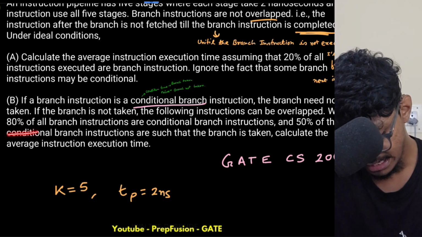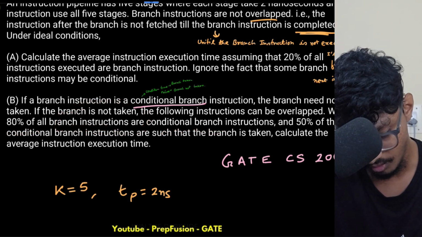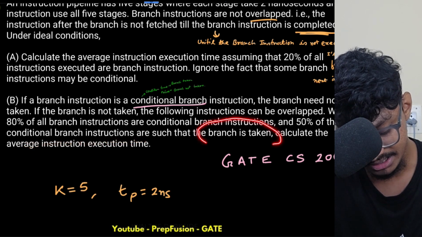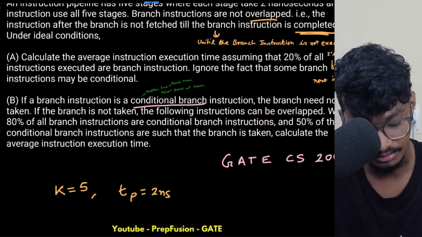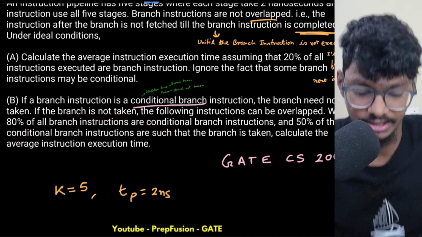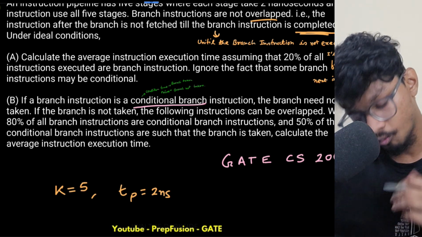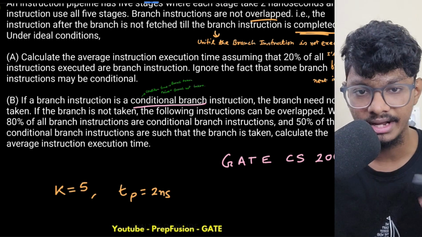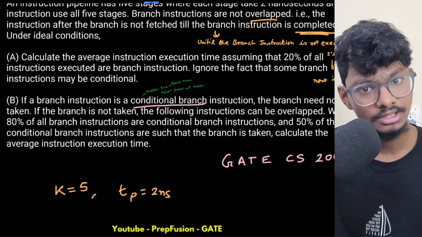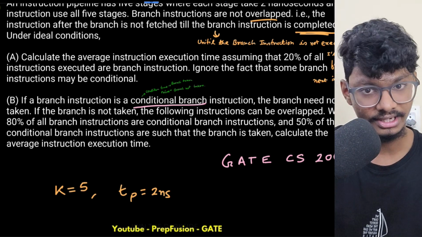So when 80% of all branch instructions are conditional and 50% of the conditional branch instructions are such that the branch is taken, calculate the average execution time. This is a tongue twister and a bit difficult to understand. So what is an unconditional branch? Unconditional branch means I have to take the branch anyhow. If it is unconditional, then the condition is always true.